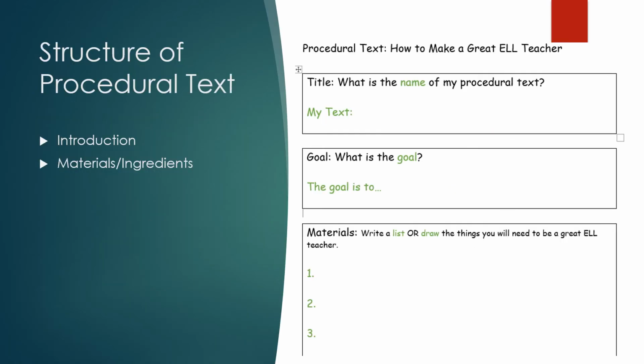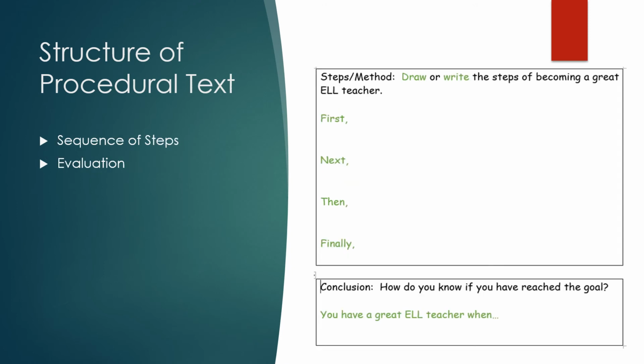Using the I do, we do, you do strategy, this might be your next step. You have already shown them as a teacher the parts of a procedural text. Now, together as a class or in partners, students can fill in this graphic organizer outlining the different parts of the procedural text. We continue our deconstruction of the procedural text with the sequence of steps or method and the evaluation or conclusion. Have students fill in this part of the graphic organizer as well.